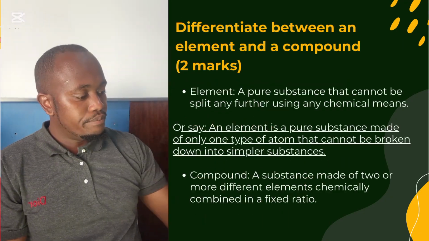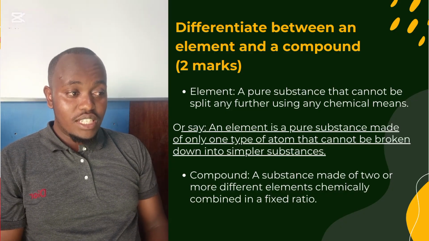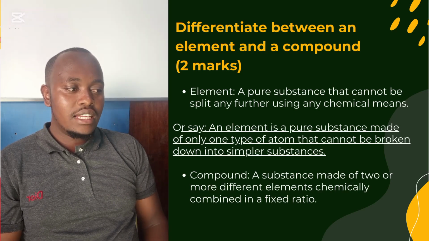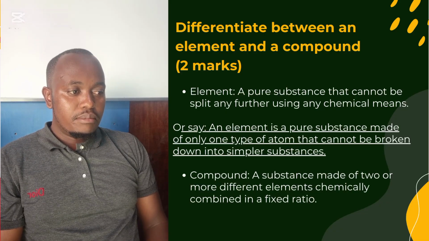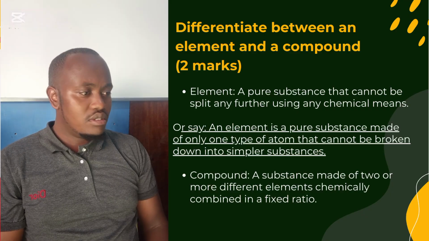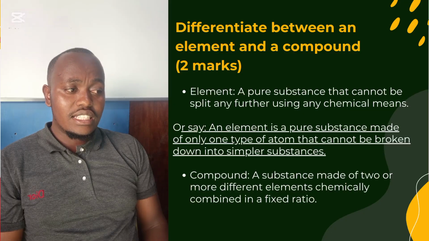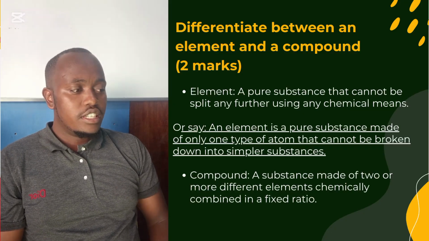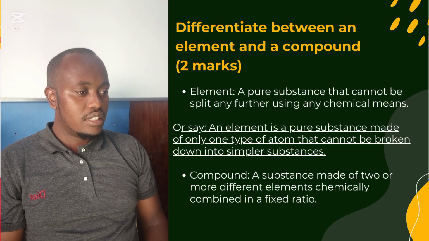The next question: differentiate between an element and a compound. An element is a pure substance that cannot be split any further using any chemical means. So, the first thing to say is that it is a pure substance and that you cannot split it any further using any chemical means to get other components.